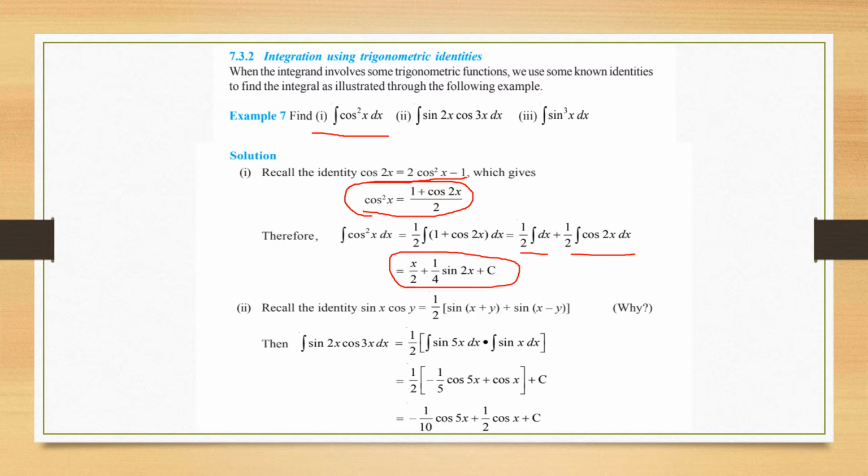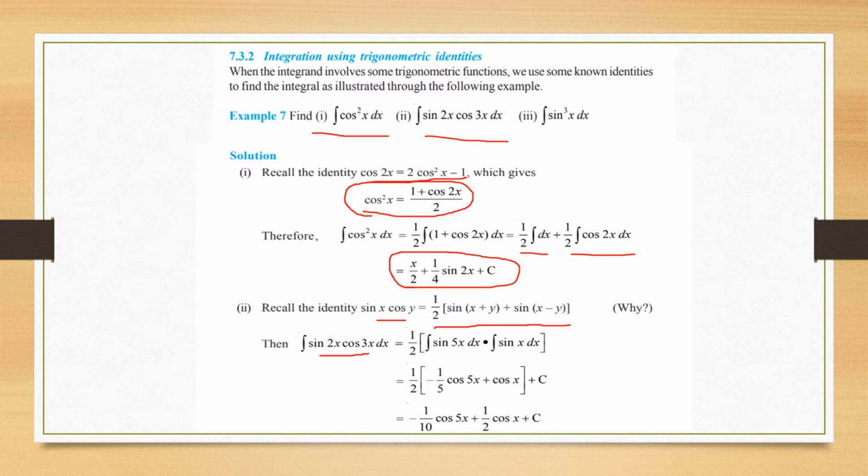Then next is your sine 2x cos 3x. Now for it, I'll recall my identity for sine x cos y, because you can see that the angles are different here. If I put, say, sine 2x as t, like in the previous exercise, it will not work out, because I need the derivative also, like cos 2x. So here I will use the formula sine x cos y as half of sine x plus y plus sine x minus y. So what I will do is multiply and divide by 2.